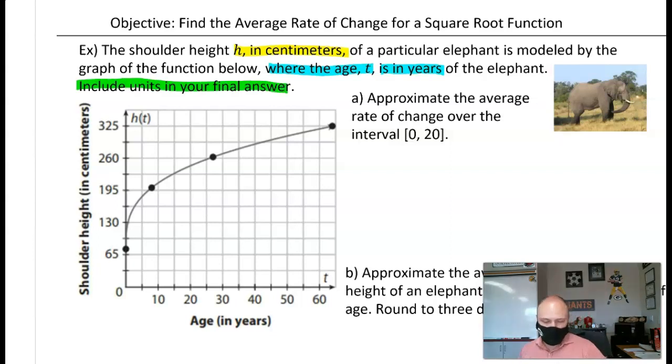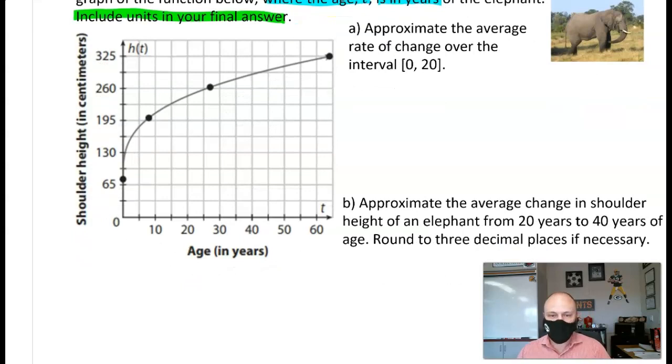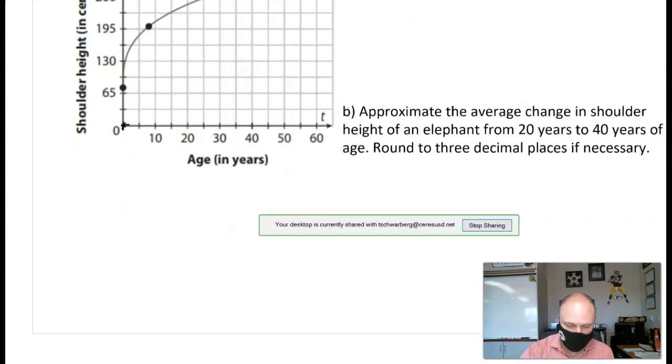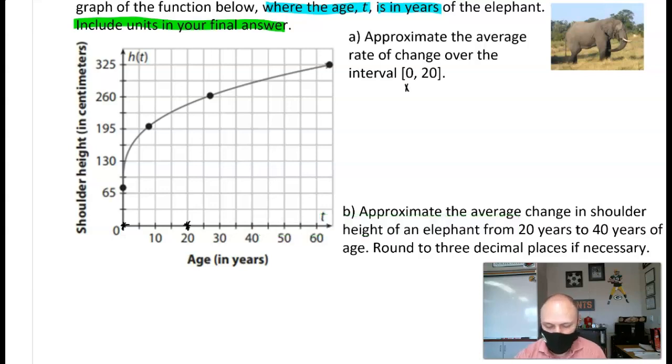Part A says approximate the average rate of change over the interval 0 to 20. Here's our information in a graph. 0 is right here, and here's 20. I want to calculate the average rate of change over that interval. I want to find my points. They've given us the x values, 0 and 20.